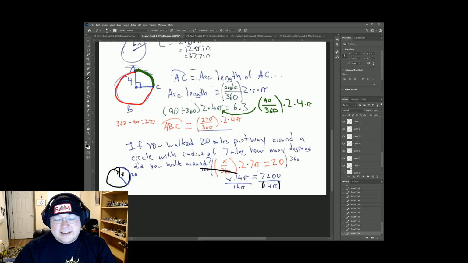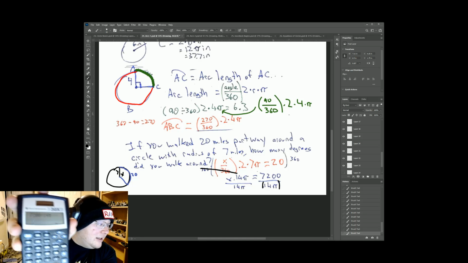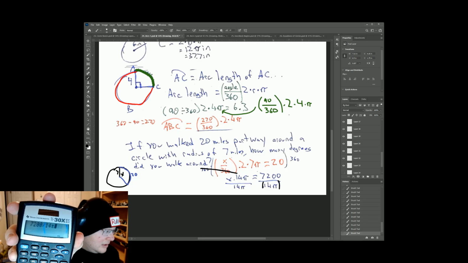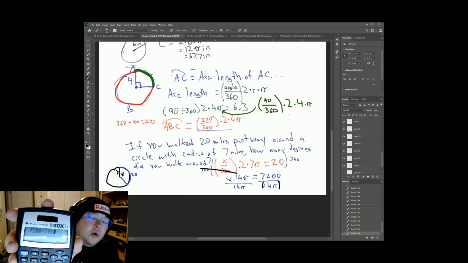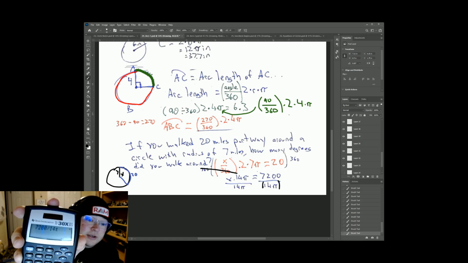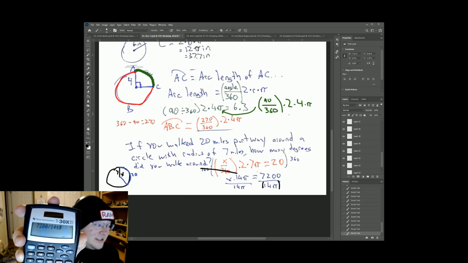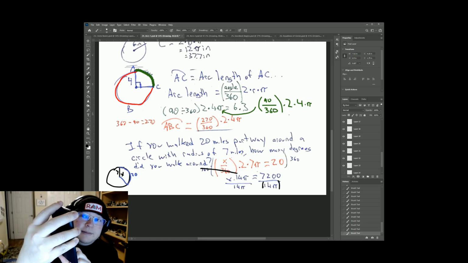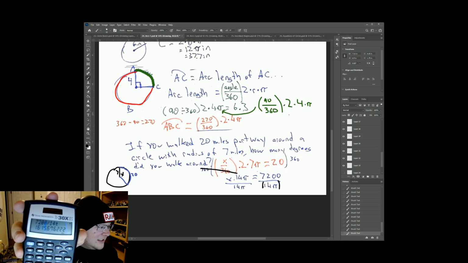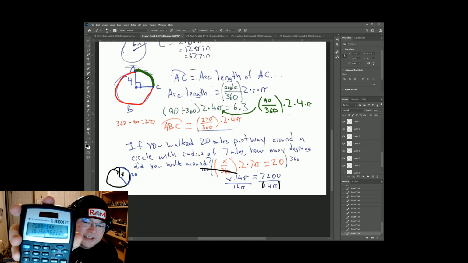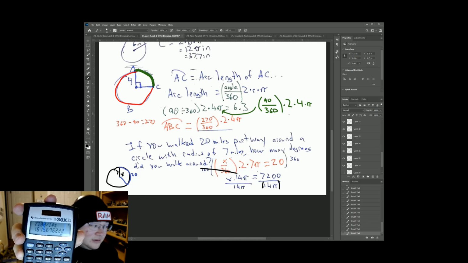I put this in a calculator for a reason. Calculators are very cool. They do whatever you want them to do. So if I put this in without a parenthesis, it's using order of operations, PEMDAS, which goes from left to right. So what this is doing is 7,200 divided by 14, and then it's taking that answer and multiplying by pi. We get 1,615 degrees, which is a huge number.